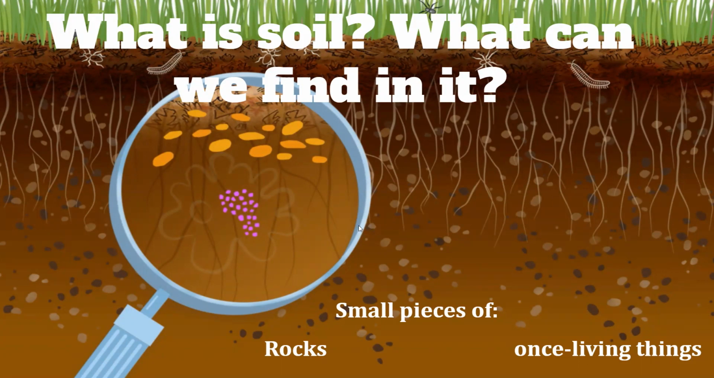So look at this picture. It shows us that we have many things inside soil, and these things, if we combine them together, or we can say a mixture of things like rocks and once living things, they make something called soil. And as you can see here, we have roots, we have weird creatures, we have spiders, we have small pieces of rocks, okay? So these things can be found where? Inside soil.